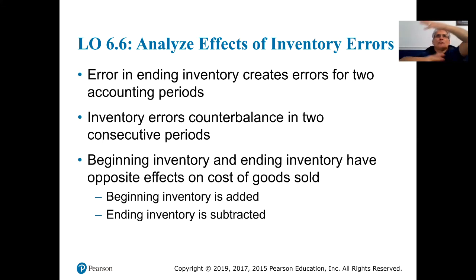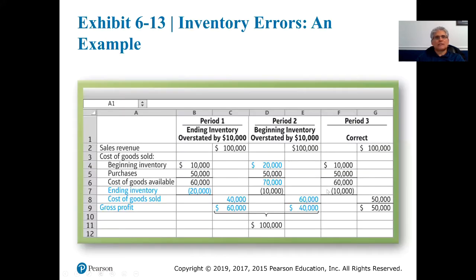So now we have the beginning and endings from the two periods, but in between there were some errors. They're going to impact both periods. So what we find is that inventory errors counterbalance in two consecutive periods. The beginning inventory and ending inventory have opposite effects on the cost of goods sold. The beginning inventory is added and the ending inventory is subtracted. That's how we compute the cost of goods sold. So let's take a look.